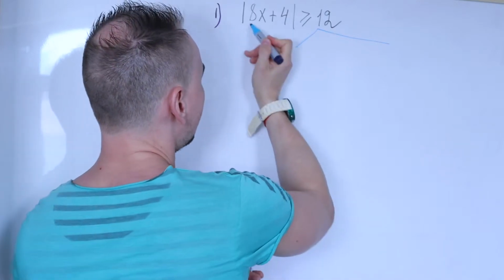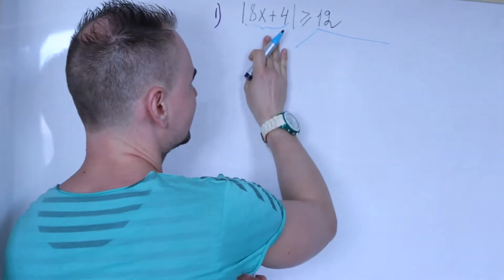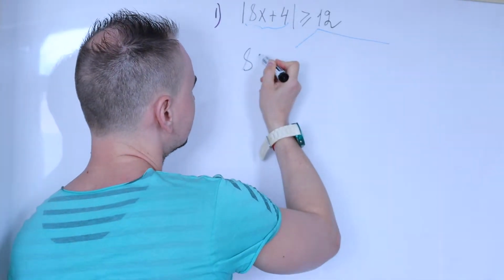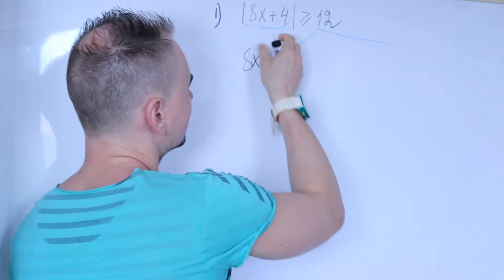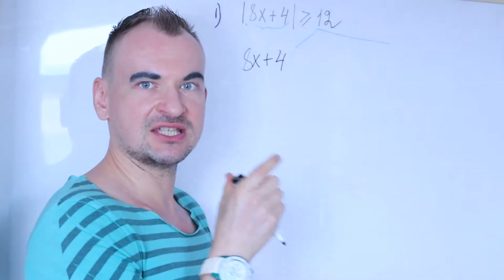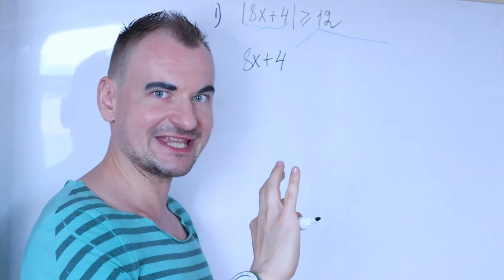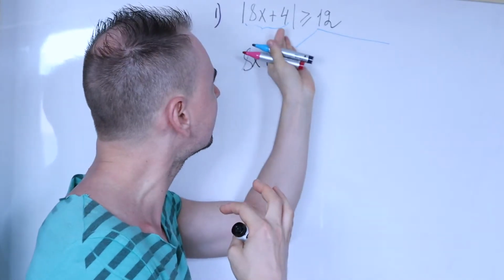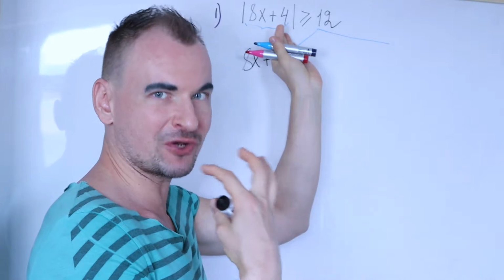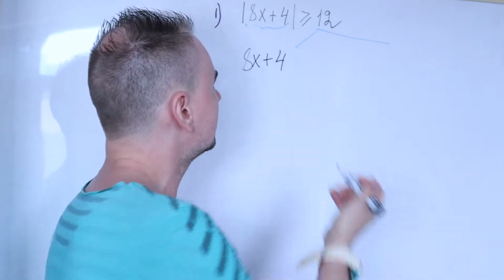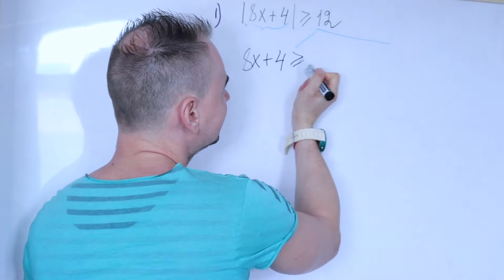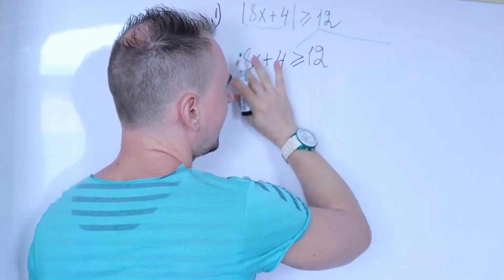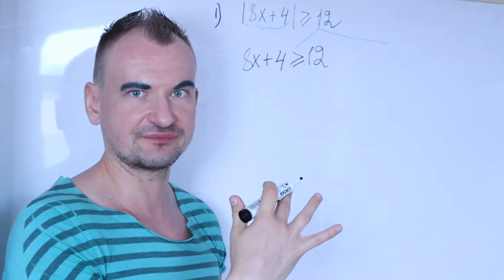The first one comes from whatever you have inside. So in this case, it's 8x plus 4. So we take it without any changing. So basically it's a positive version of whatever your expression is underneath your absolute value bars. And you keep the same sign and whatever you have on your right side.